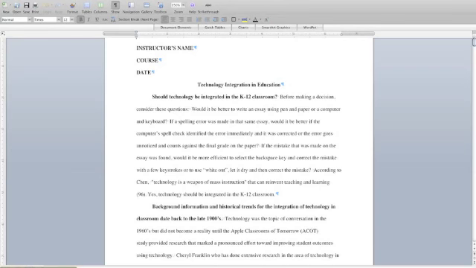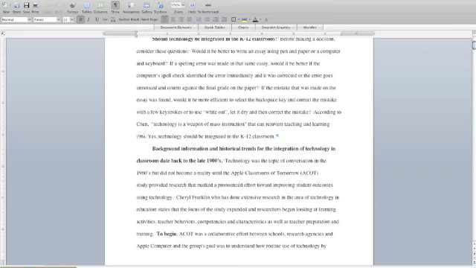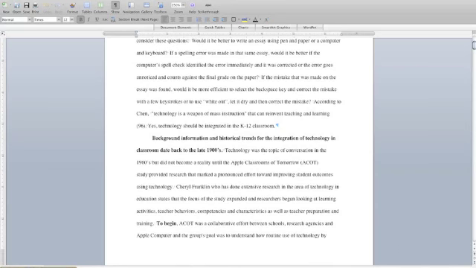Okay, let's move on to the next introductory paragraph. Notice that the next paragraph is highlighted with a topic sentence that reveals to readers exactly what they should expect in this next paragraph. It says, background information and historical trends for the integration of technology in classroom date back to the late 1900s. So this next paragraph is going to give readers a sense of the background on this particular topic or issue of technology integration. Chronologically, this paragraph gives us an idea of when this actual topic began.